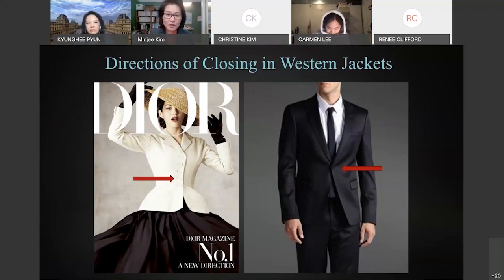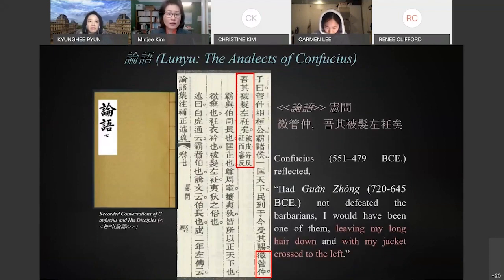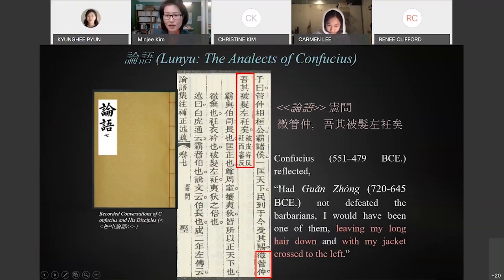This is very important in East Asian dress practice because even in the 5th to 6th century BCE, we can find a record traced back to the Confucius era. Confucius said, had Guanzhong not defeated the barbarians, I would have been one of them, leaving my long hair down and with my jacket crossed to the left. So Confucius said these styles are considered barbaric.